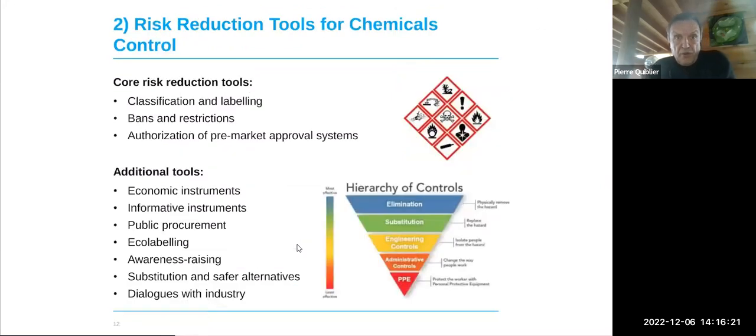The risk reduction tools guidance also highlights the core risk reduction tools, revolving mainly around classification and labeling, bans and restrictions, as well as authorizations or pre-market approval systems. And it also provides some additional tools that can be used to reduce the risk. These include more information on economic instruments, informative instruments, public procurement, eco-labeling, awareness raising, substitution and safer alternatives, as well as dialogues with alternatives. Next, please.